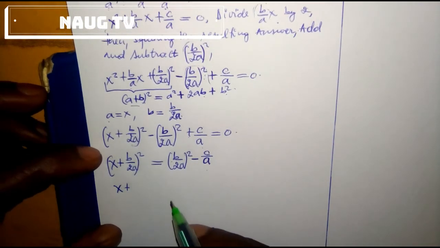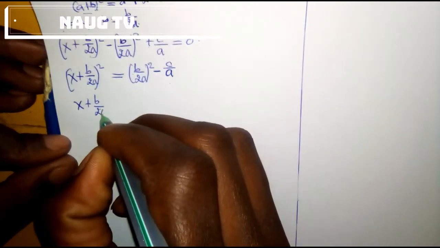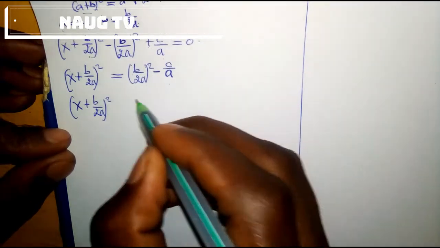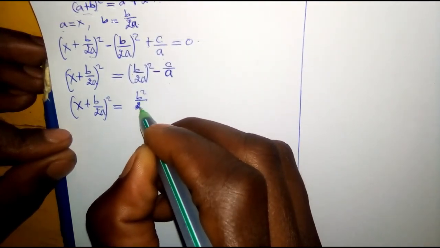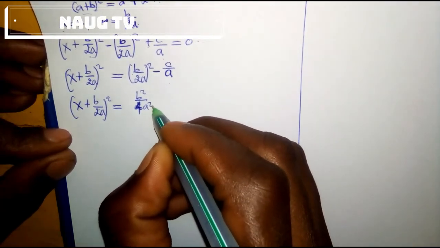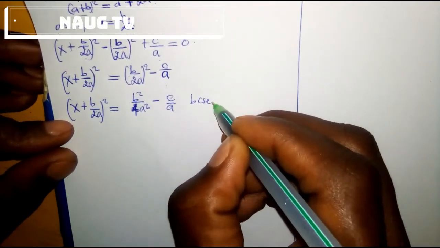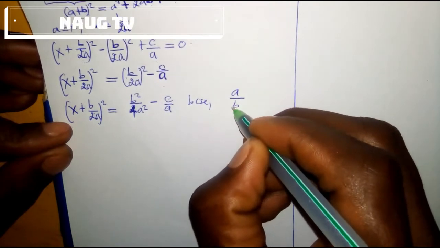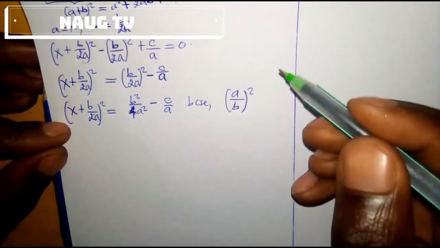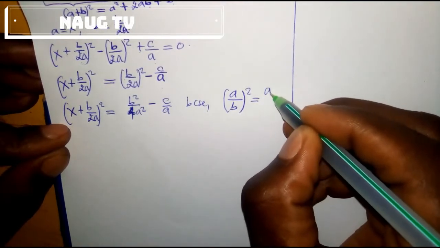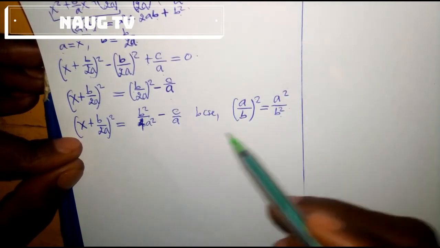Now x plus b over 2a squared would be equal to b squared over 4a squared negative c over a, because if we have a over b squared, this would be equal to a squared over b squared. So this is what we have applied here now.